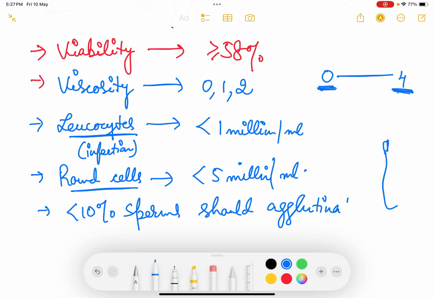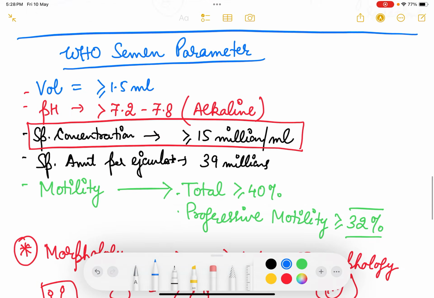Agglutinate means the sperms which are together, they are agglutinated or bound to one another, so they are actually not useful for fertilization. So basically less than 10% of the sperm should be agglutinated.